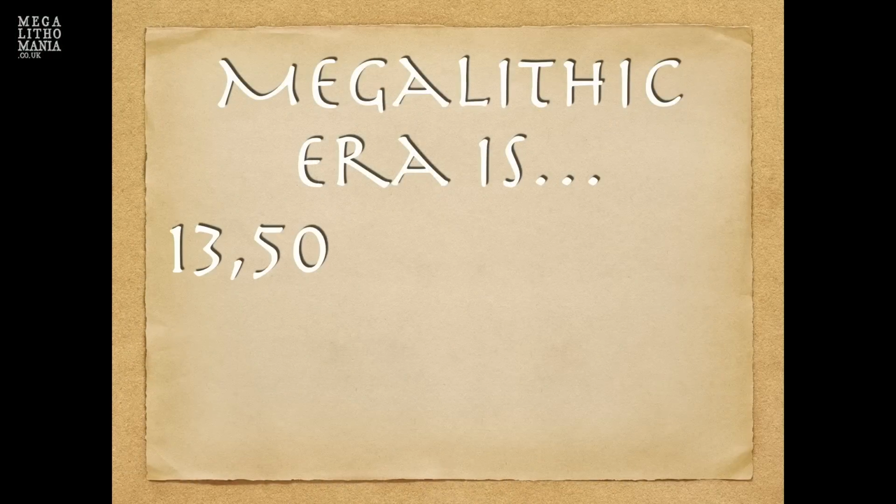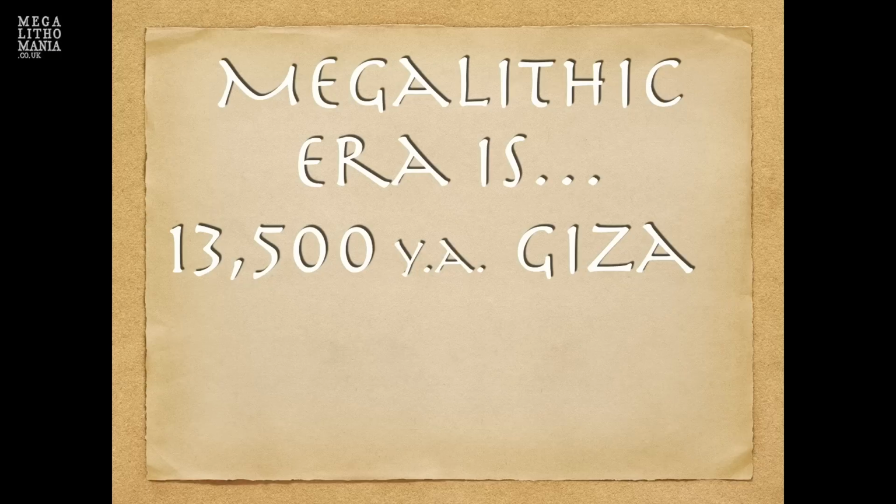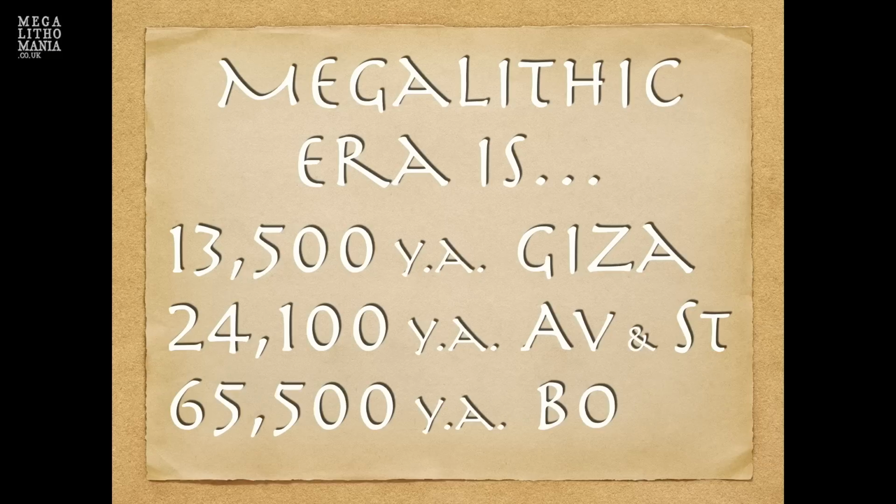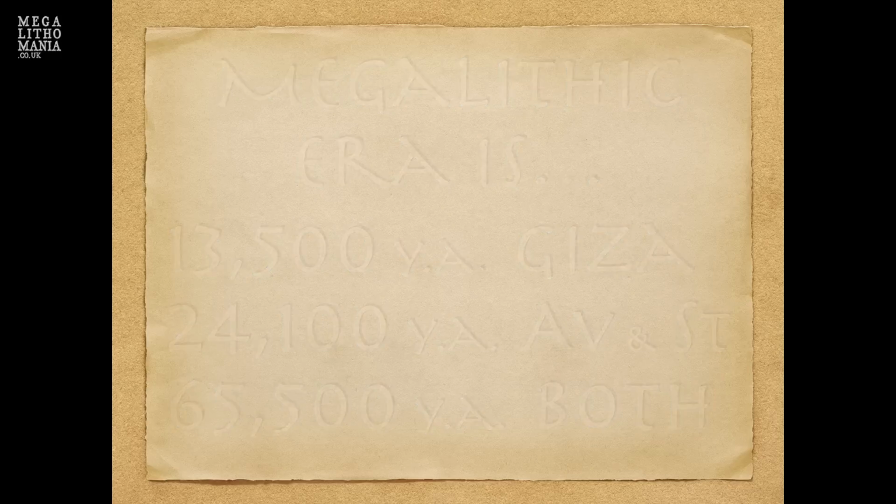So what's the conclusion? Well, whether you like it or not, the megalithic era, by this precessional and obliquity dating, is either 13,500 years ago for Giza, or 24,000 years ago for Avebury and Stonehenge. Or if you want them both as a grand building project, we're talking 66,000 years ago. So that's something to think about. And that is the end.